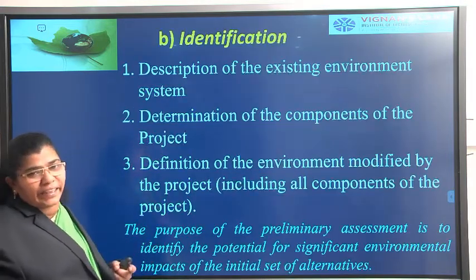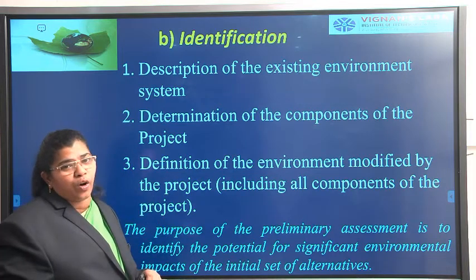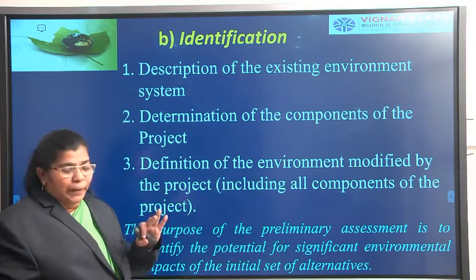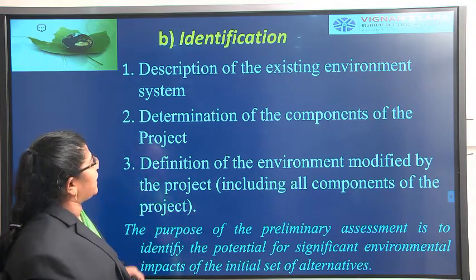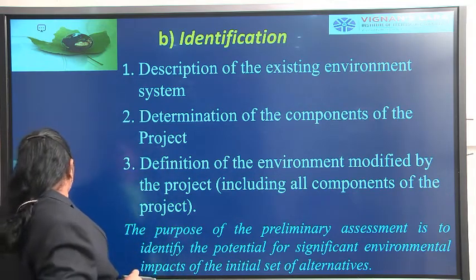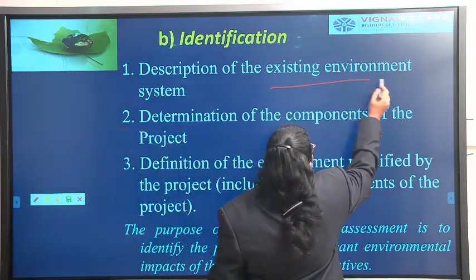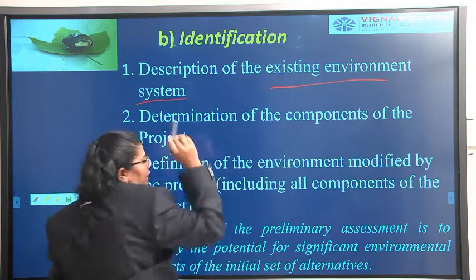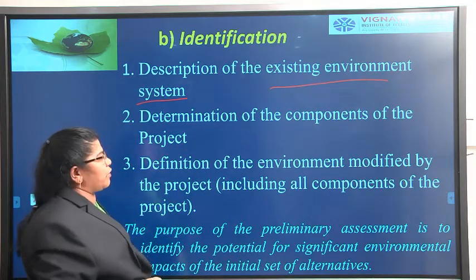The next one is identification. I told you the four steps in EIA: scope, identification, prediction and analysis. You remember it like that, okay? The next one is identification. In identification, what we are going to do is study how the existing environmental system is going to be affected, whether it is a positive effect or a negative effect.